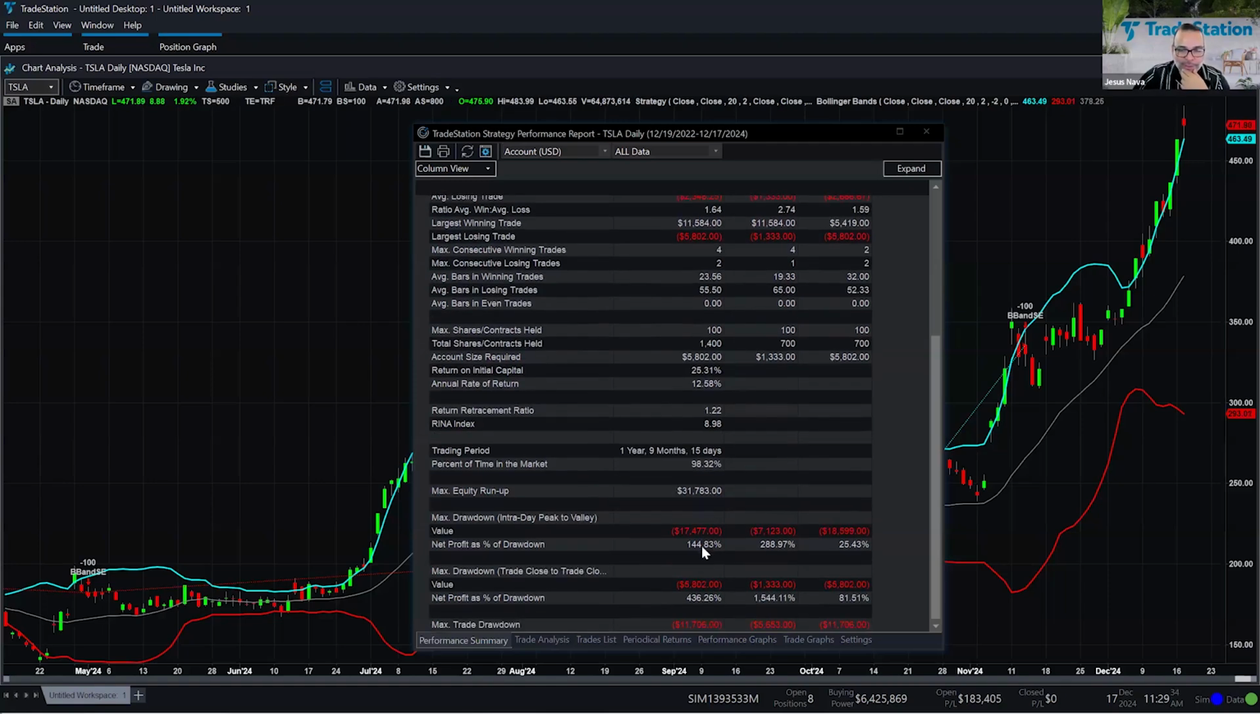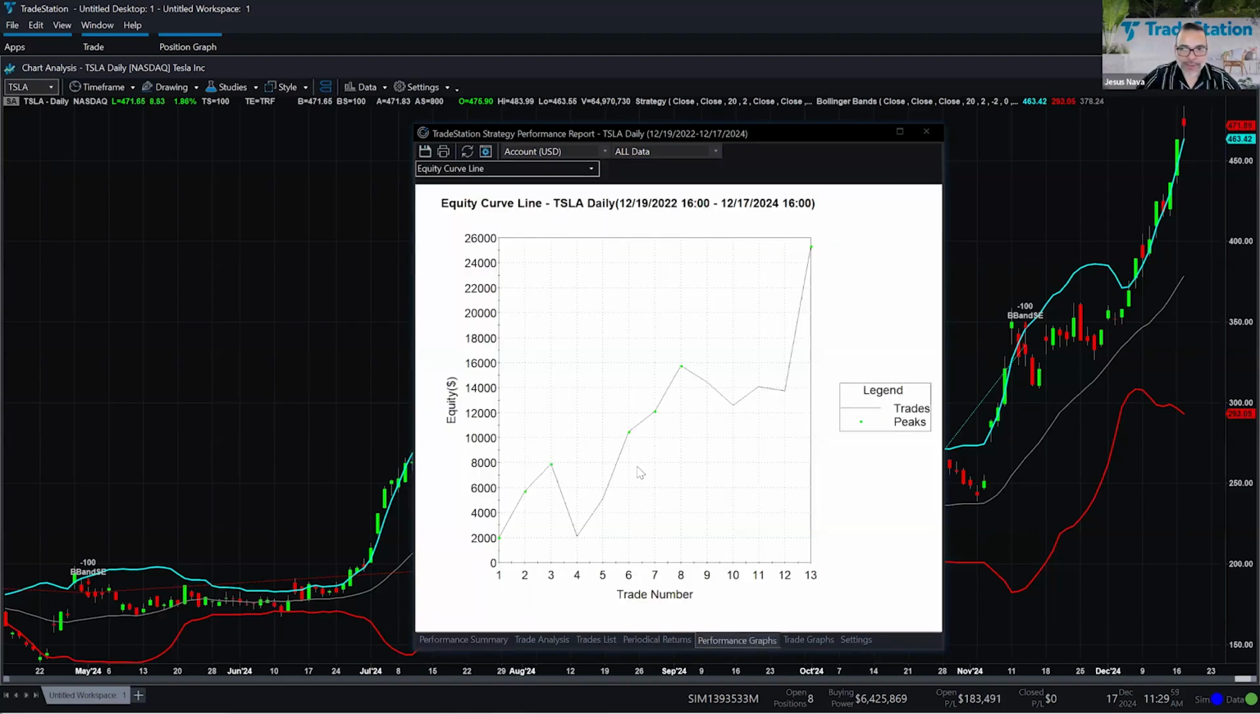And also drawdown. The drawdown is something that we look at all the time. Take a look at the maximum trade drawdown, $11,000. At a certain point in the strategy backtest, you were losing that amount. When you look at performance graphs, it gives you a better picture of where the trades have gone and where the profitability is. So I'm going to come over here to this tab that says performance graphs. This is my equity, and it's a good graph because it tells you where your equity has been.